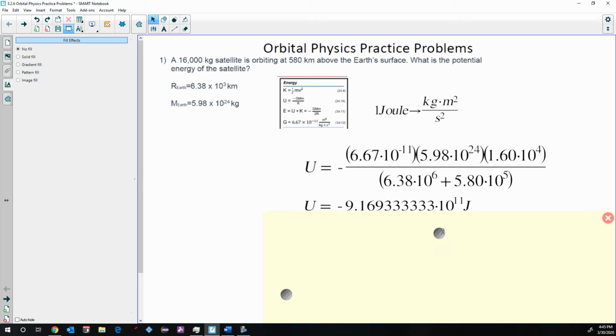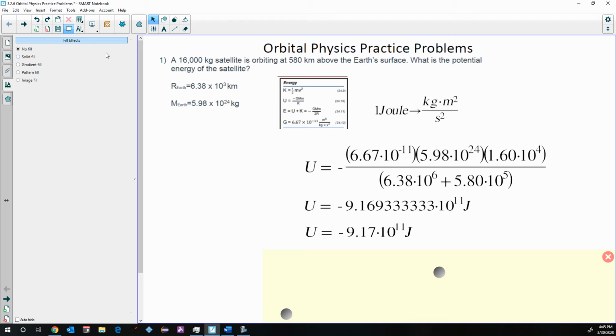When we work all this out, we find that our potential energy is negative 9.1693333 times 10 to the 11th joules. We're going to express that in scientific notation, so we get negative 9.17 times 10 to the 11th joules. So that is our potential energy for this satellite as it floats above the Earth.